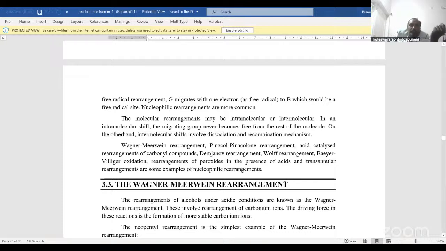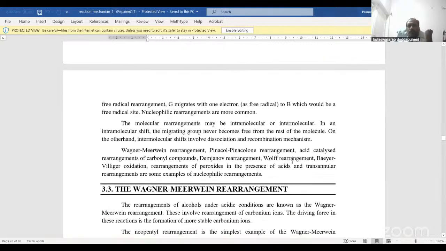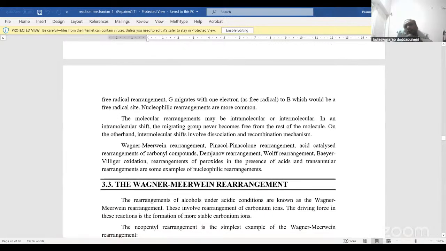Nucleophilic rearrangements are more common, but this kind of rearrangement is called free radical rearrangement or radical rearrangement. In overall rearrangement reactions, nucleophilic rearrangement reactions are more common. The molecular rearrangement may be intramolecular or intermolecular.